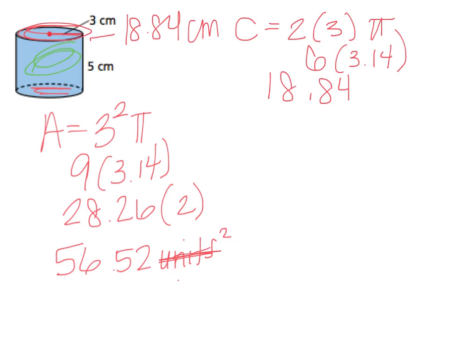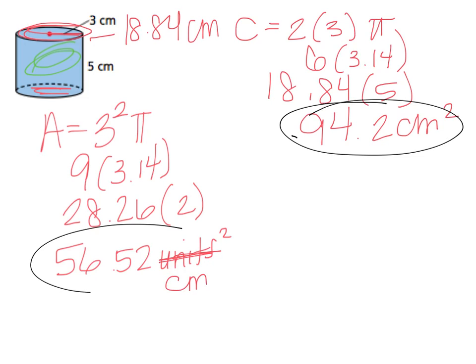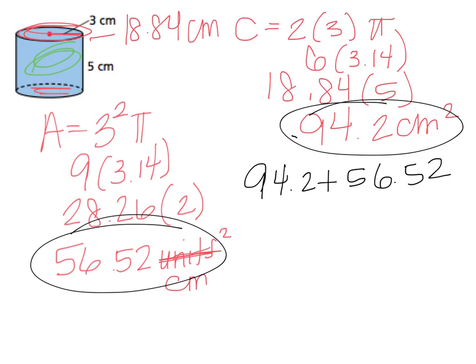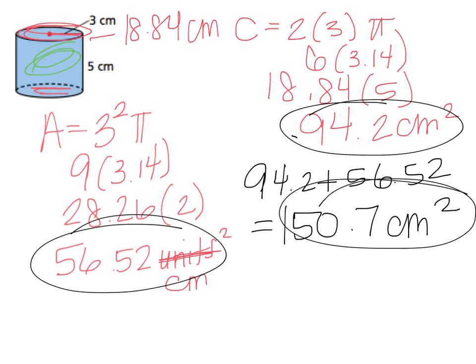Oh, and I can change this to centimeters squared. So I'm going to multiply 18.84 times 5, and I get 94.2 centimeters squared. So my next step is going to be to add these two. So 94.2 plus 56.52, and when you add those together, you get 150.7 centimeters squared. That's my answer.